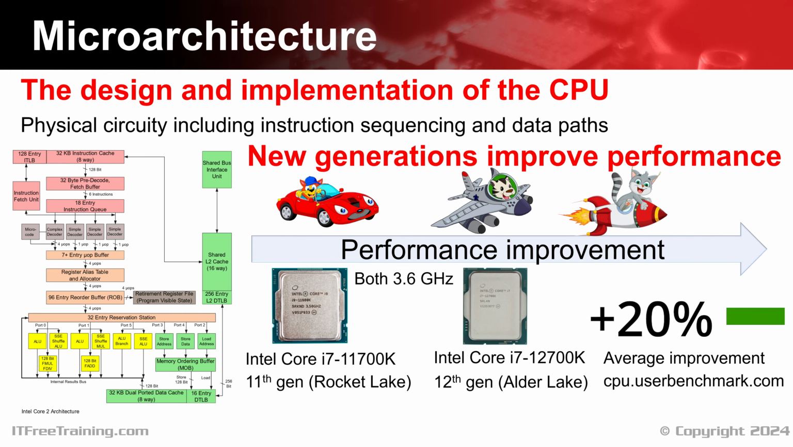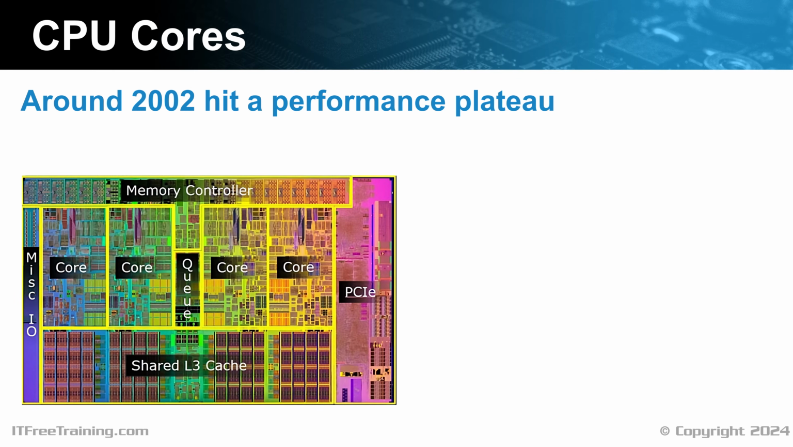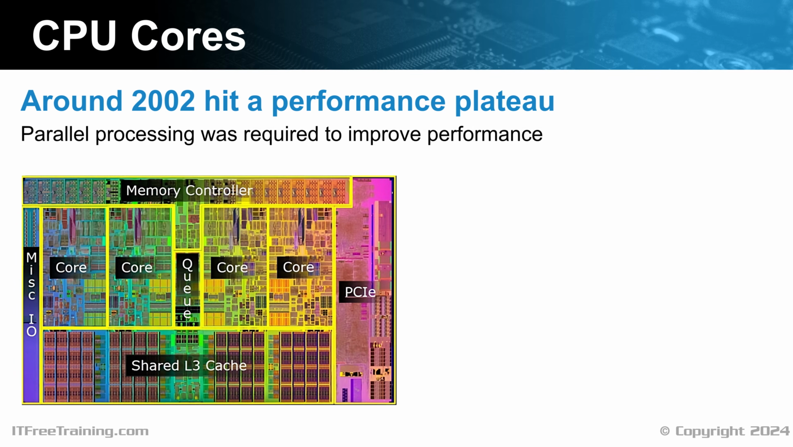You can also see that clock speed is not the best indication of the performance that you'll get from the CPU. Let's consider what else helps improve performance. Around 2002, CPU development reached a performance plateau due to the diminishing returns of increasing clock speed. To overcome this issue and achieve further performance gains, parallel processing was implemented, enabling CPUs to process multiple tasks simultaneously. The first development allowed a CPU to run two processes at the same time.